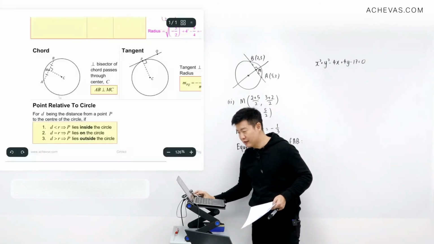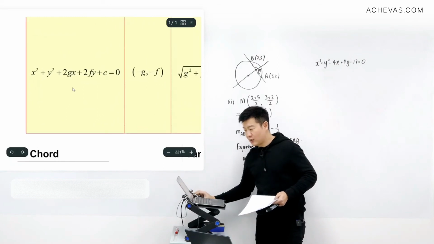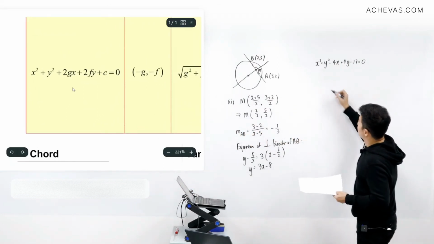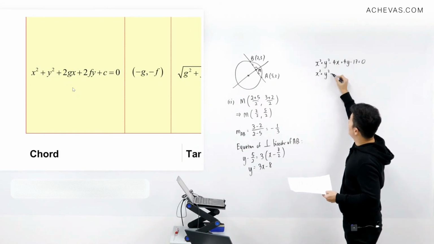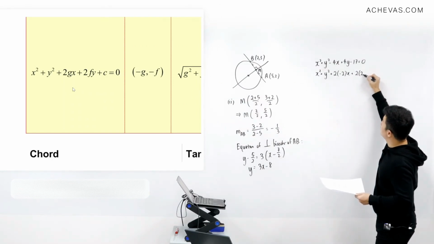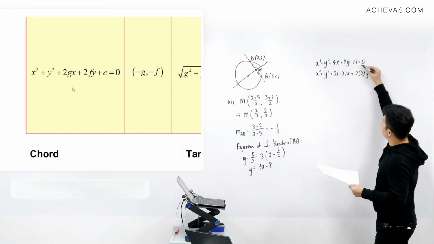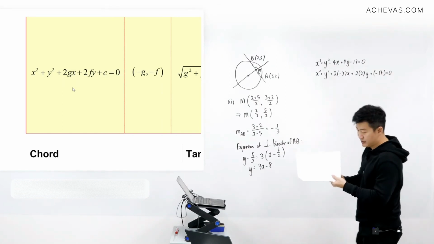Let me show it here. So we're going to try to go for this form here. Okay, so let's try to rewrite this. So this will be x squared plus y squared plus 2 times of minus 2x, then plus 2 times of y. Then this is going to be plus minus 17 is equal to 0.